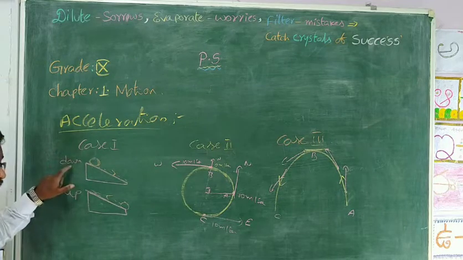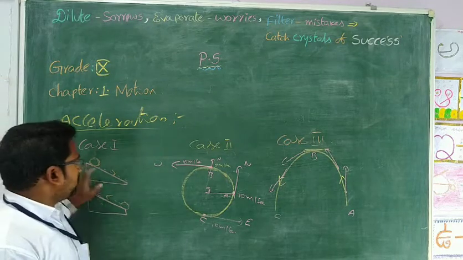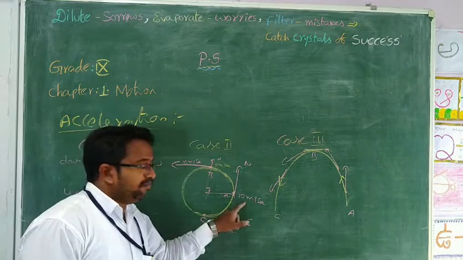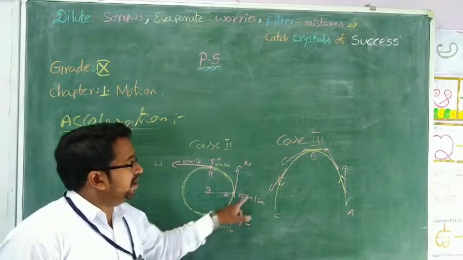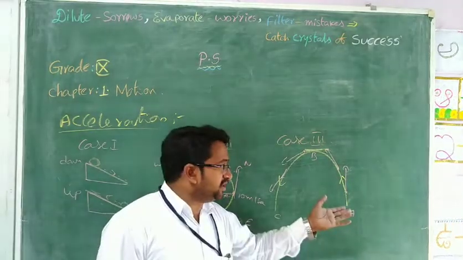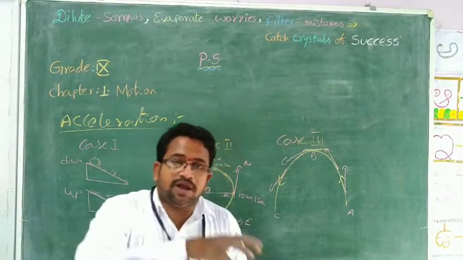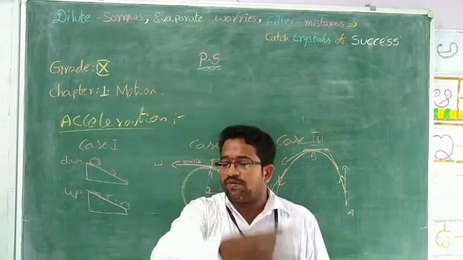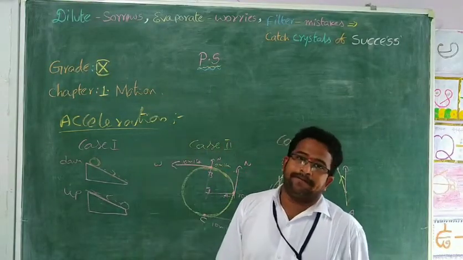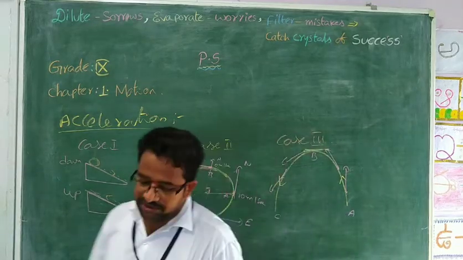Case 1, direction remains constant, velocity changing. Case 2, direction is changing, magnitude of velocity remains constant. In case 3, velocity is changing, meaning the magnitude of velocity is changing and the direction also changes. In all these 3 cases, one new terminology has come up, that's acceleration. Now let us see what is meant by acceleration.